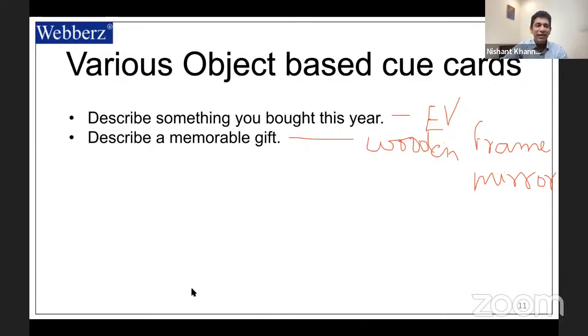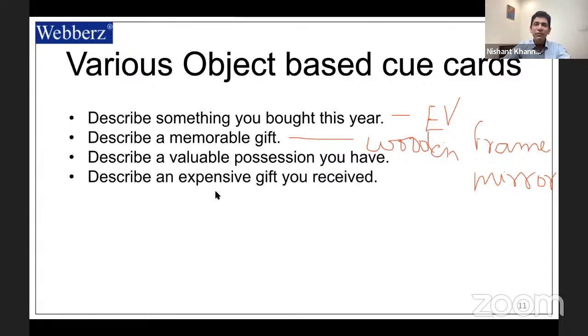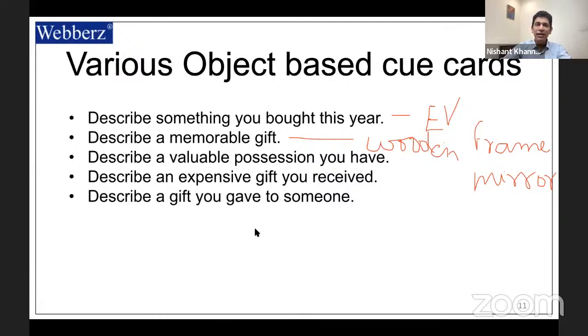Okay. Right. So let's see what creative ideas you have. iPhone, a ring. Okay. So next thing. Describe a valuable possession that you have. This has been done. Okay, next one. An expensive gift you received. Again, this has been done. A gift you gave someone. Think of something more creative.